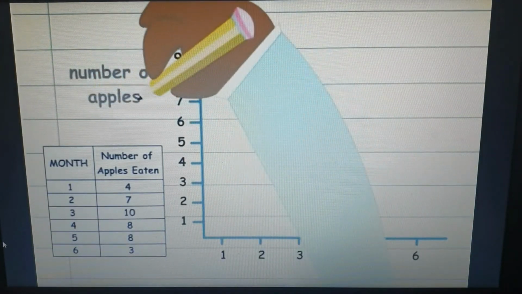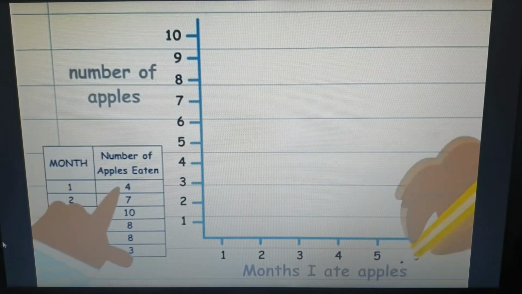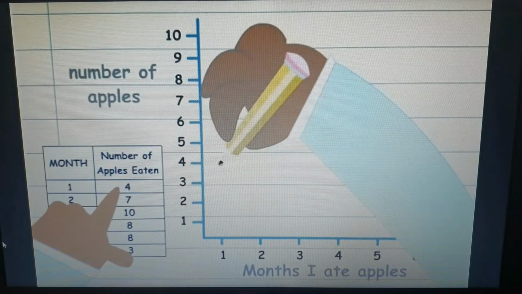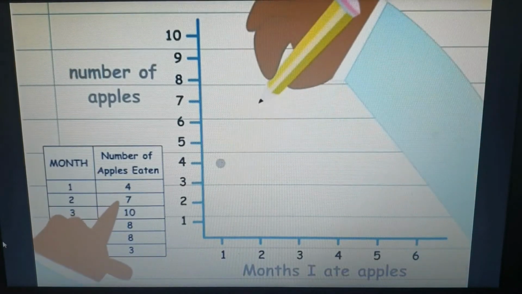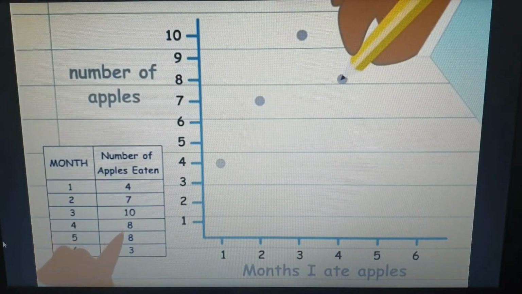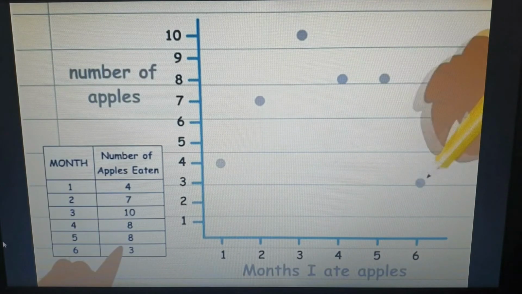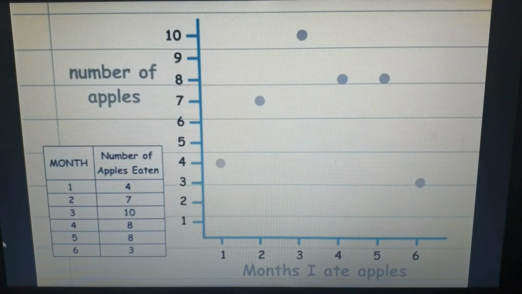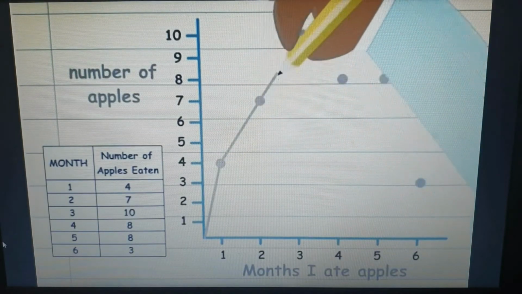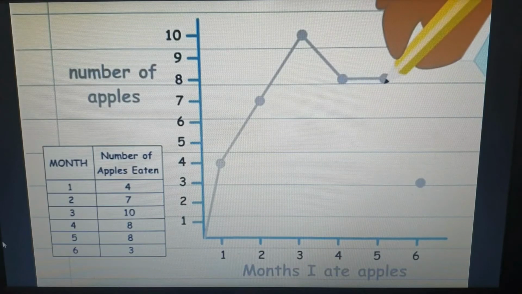After I add labels to the side and the bottom, I can begin to plot the data. When you plot, you put the data in the right spots on the graph, like this. Plot that point, and plot that point. There. And now each point on the graph shows the number of apples I ate that month. To make it a line graph, just connect each point in order, just like a dot-to-dot picture. This makes the data even easier to read.